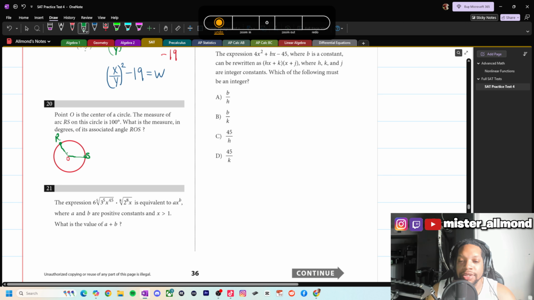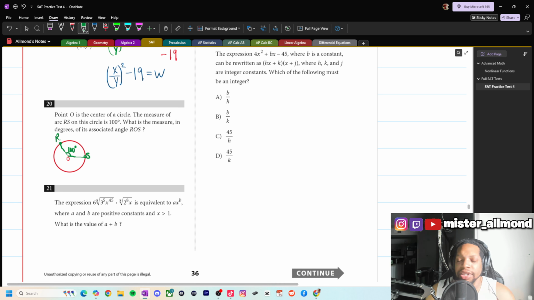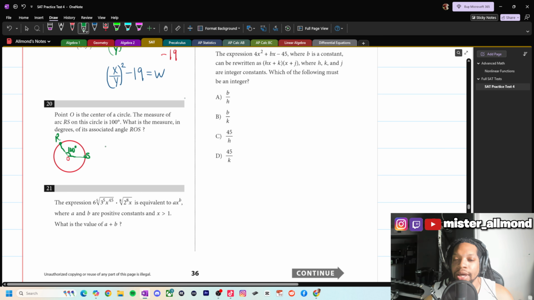Which also means that this central angle is also 100 degrees. I don't know if I'll need that or not, but oh, is that what they're asking? What is the measure in degrees of its associated angle ROS? I accidentally answered the question. That was actually kind of crazy.